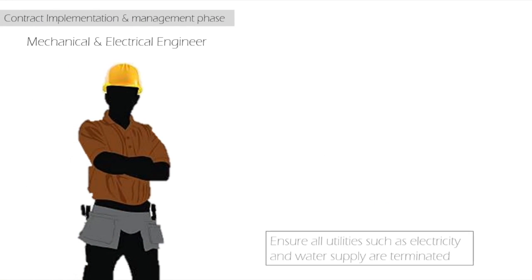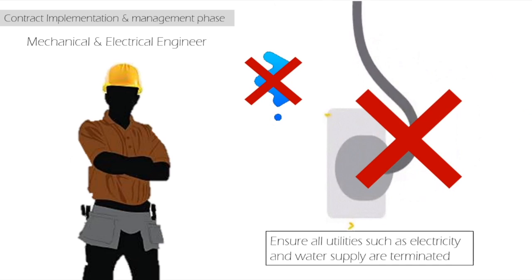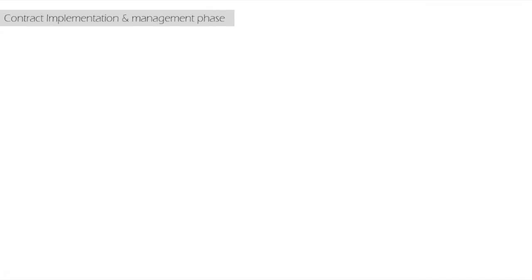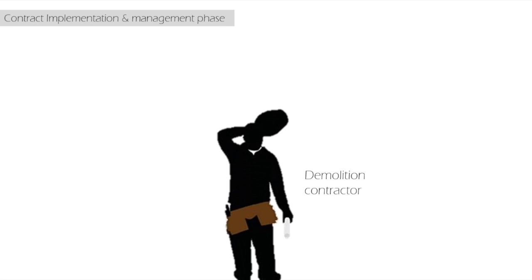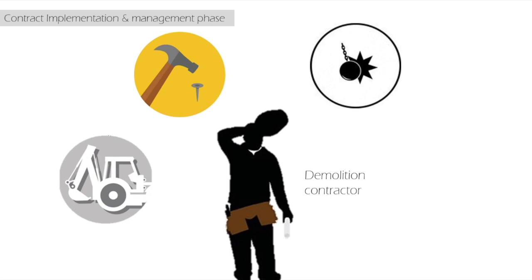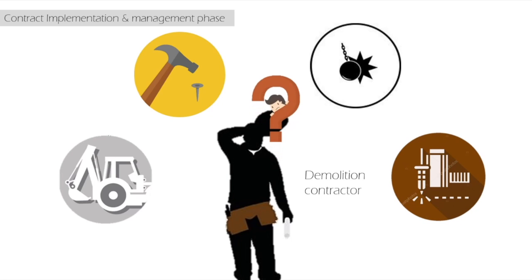The mechanical and electrical engineer will ensure that all the existing utilities such as electricity and water supply are all terminated. The demolition contractor will do an analysis and decide on the best method to use for the demolition of the building.